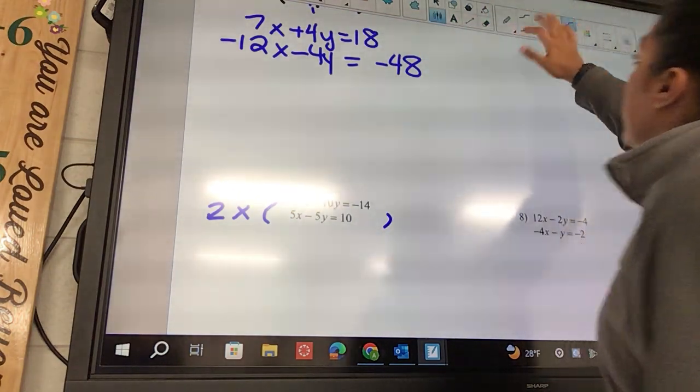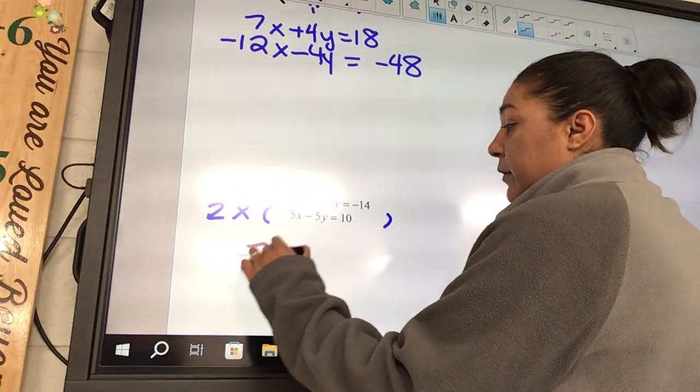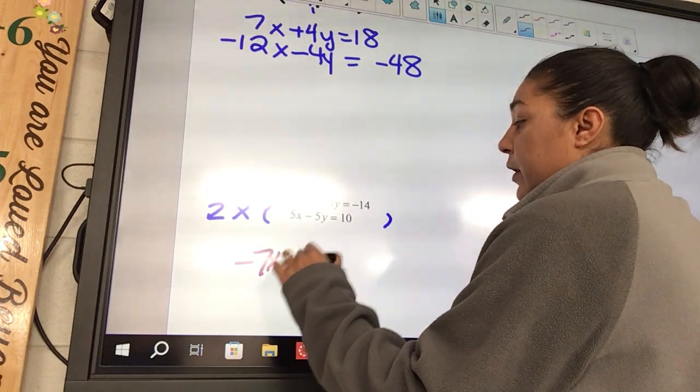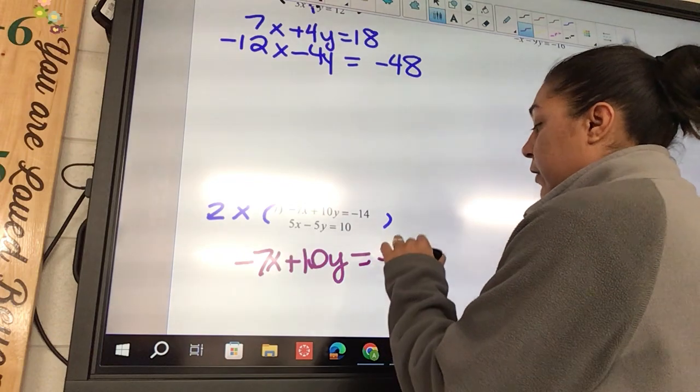Okay, equation 1, are we changing anything? Is that the one we multiplied by or no? No, so we're going to copy that one down. Negative 7x plus 10y equals negative 14.